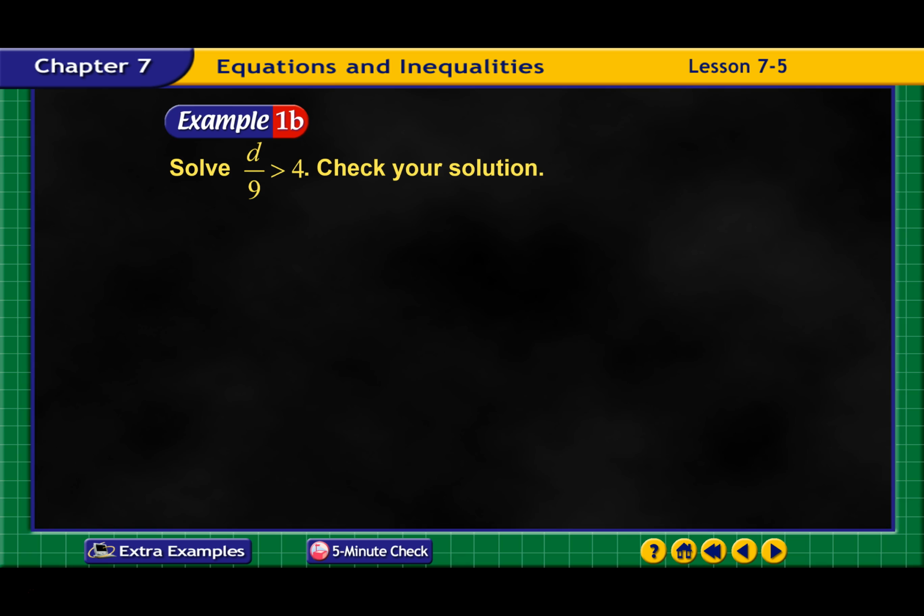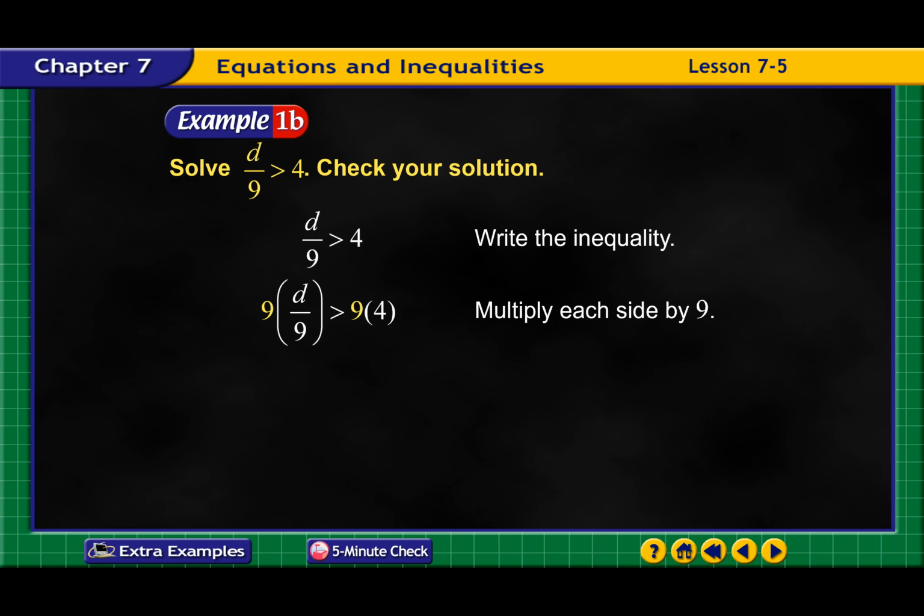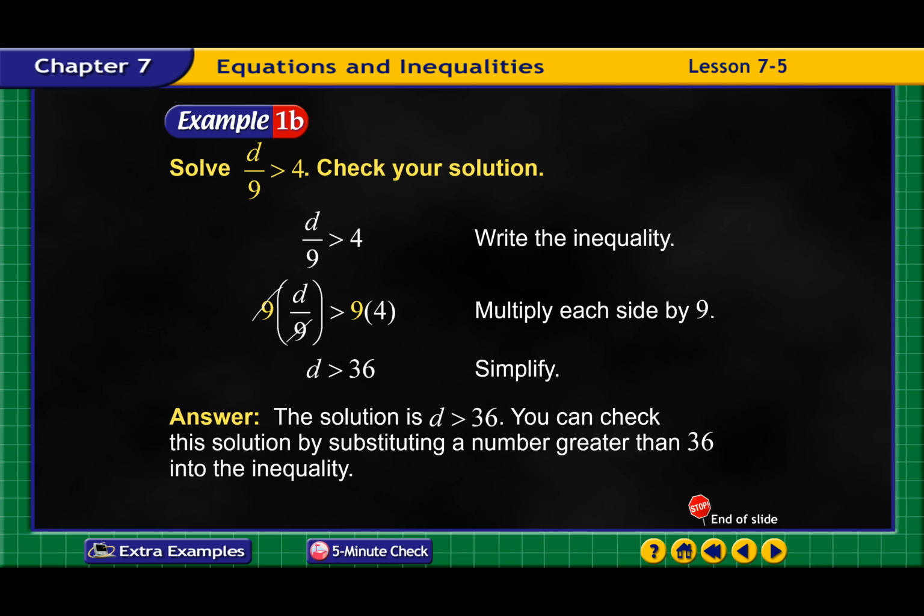All right, so d over 9 is greater than 4. We write our inequality. We multiply both sides by 9. These two cancel. It comes out to d is greater than 36. To check your solution, you can substitute a number greater than 36. 36 won't work, so you'd have to do 37, for example.